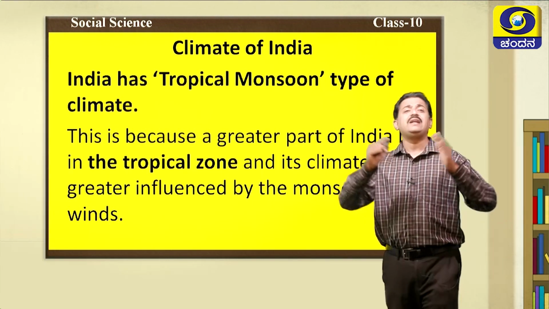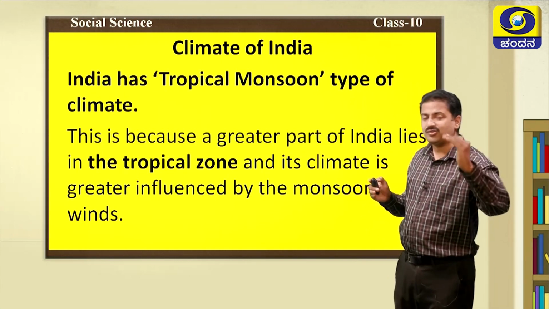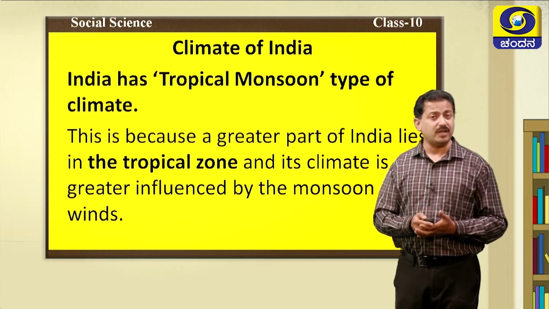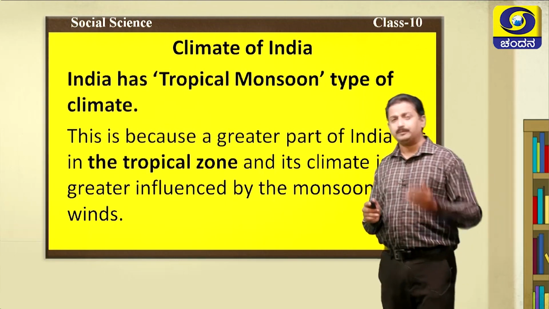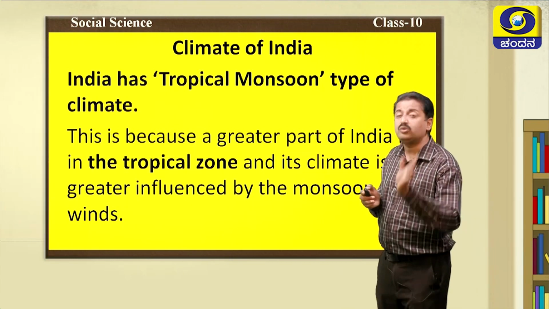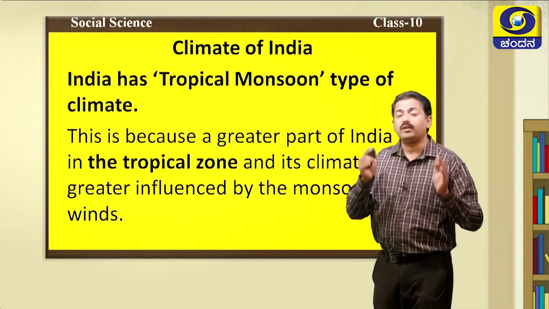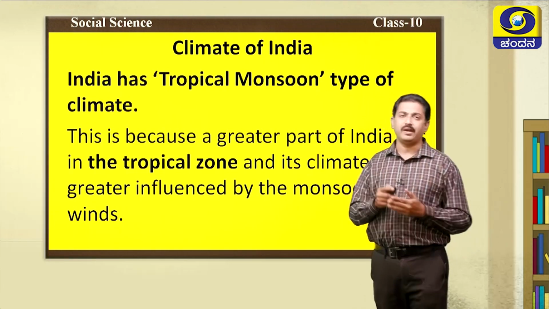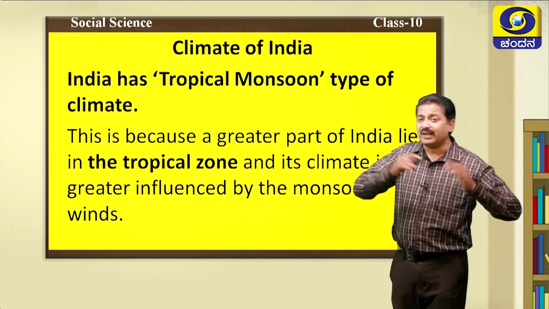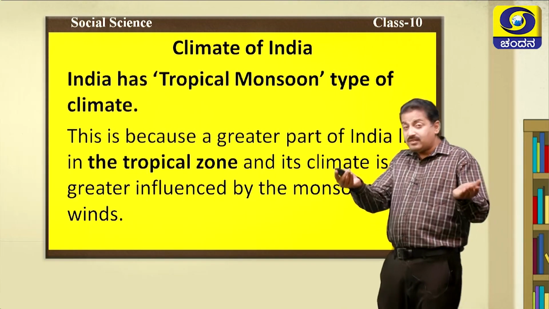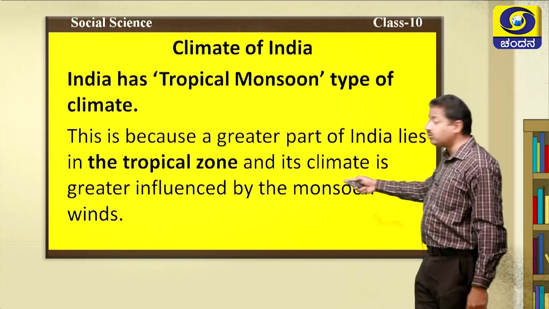That means India has tropical monsoon type of climate. How do you say India has tropical monsoon type of climate? Because the major area of India is influenced by southwest monsoons. So, therefore, we say India has tropical monsoon climate. It is just because the greater part of India lies in the tropical area and is influenced by monsoon winds.